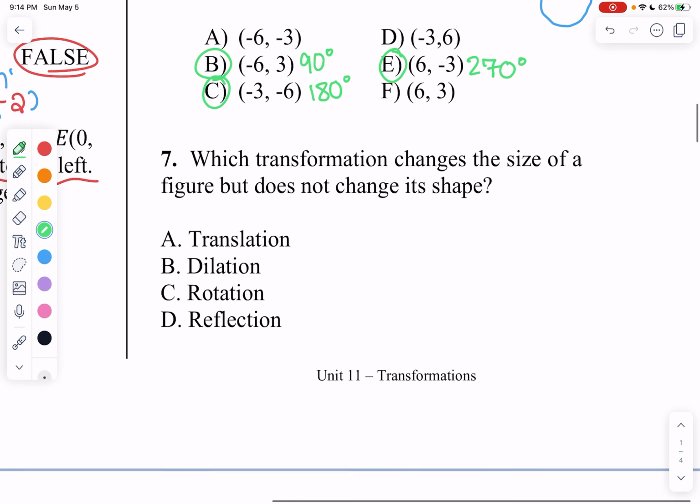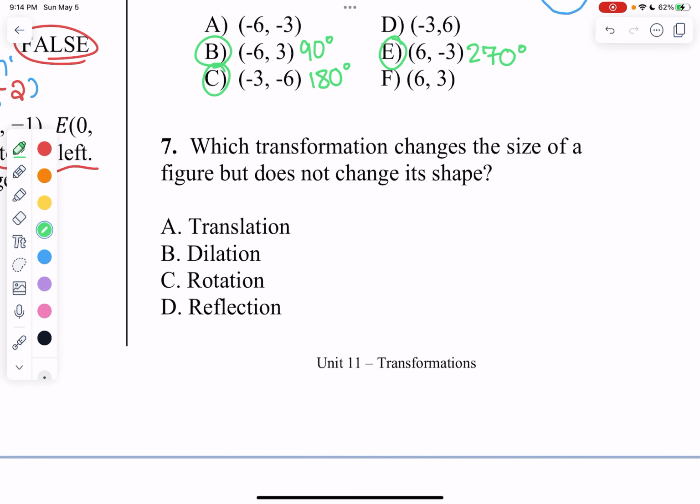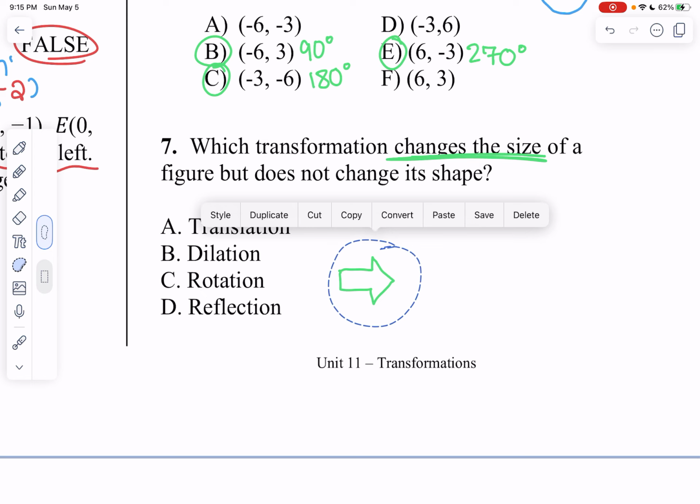Moving on. Number 7 says, which transformation changes the size of a figure but does not change its shape? Changes the size. We talked about this in the definitions. I'm going to give us a quick demonstration with a really ugly arrow, okay? So I'm going to take this arrow, and I'm going to do these 4 different transformations with it, and I'll tell you which one of these changes its size.